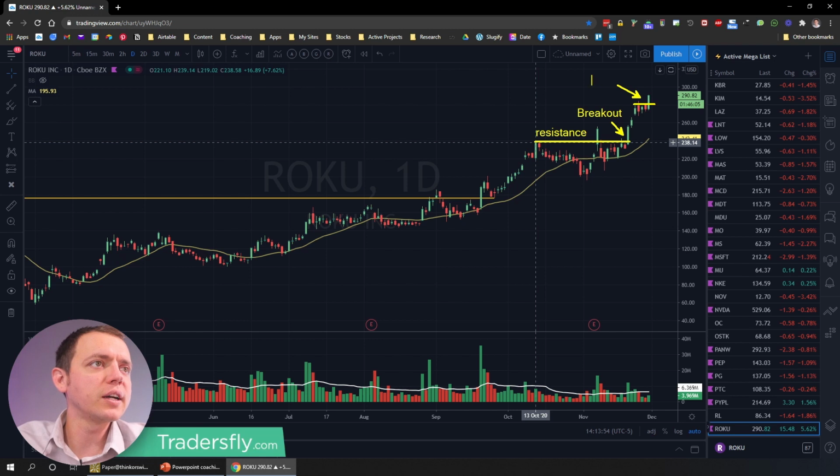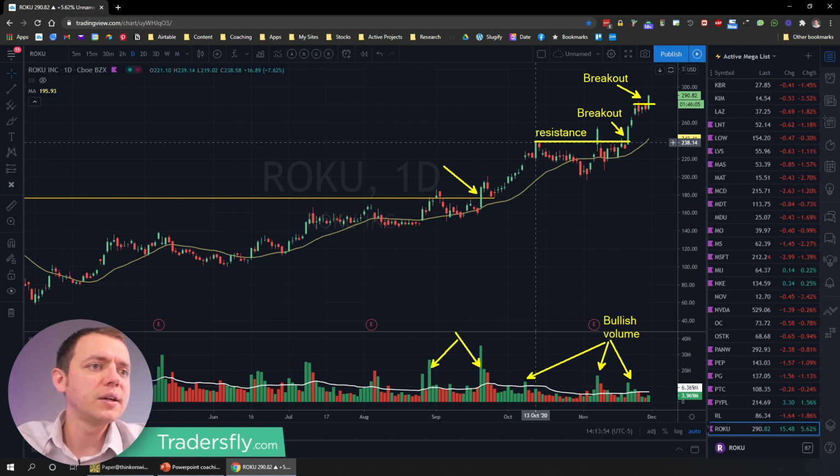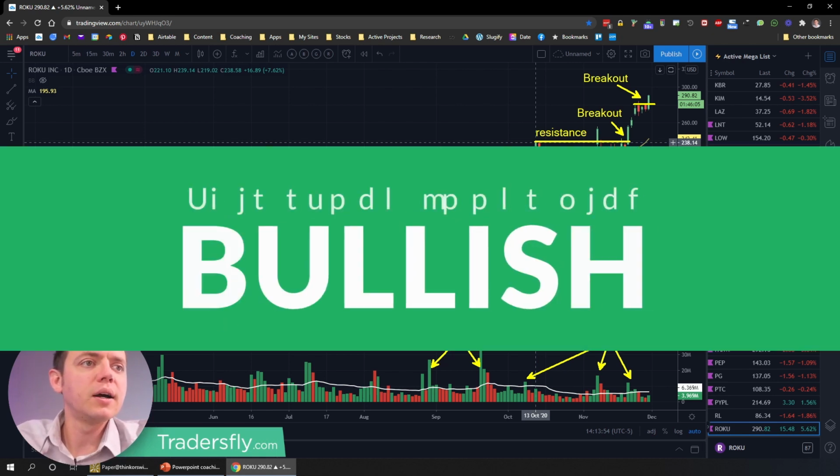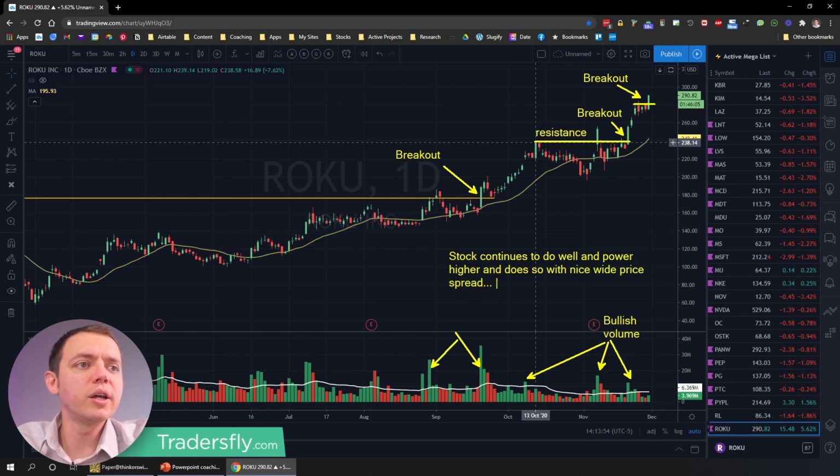So here's the next one. Again, breaking out again, and you see that with some of these spikes right there. There's some nice bullish volume. It just continues to do well, just like in the past. People staying more at home and they continue to buy Roku related things. So bullish on the stock. The stock continues to do well and power higher, and does so with a nice wide price spread.